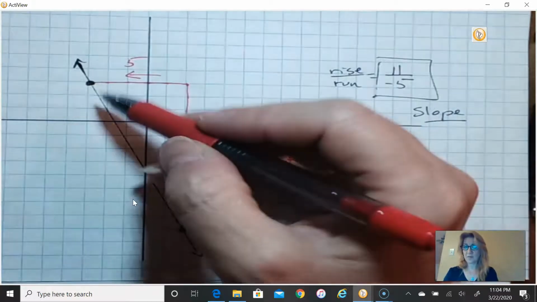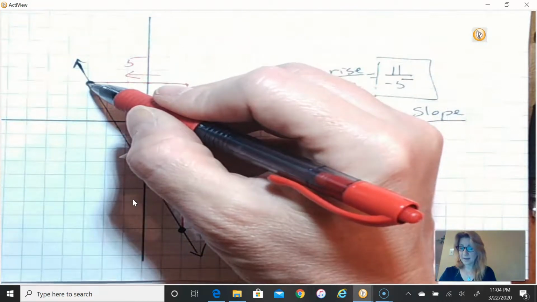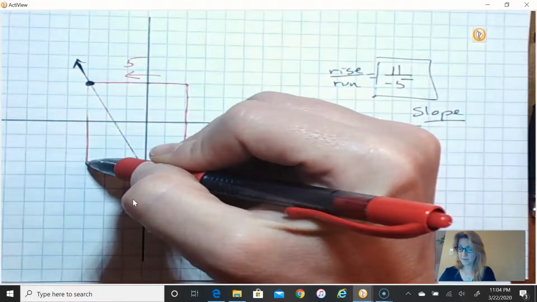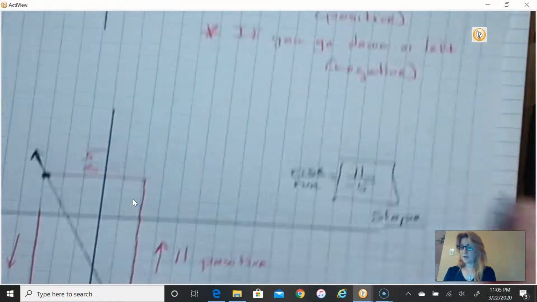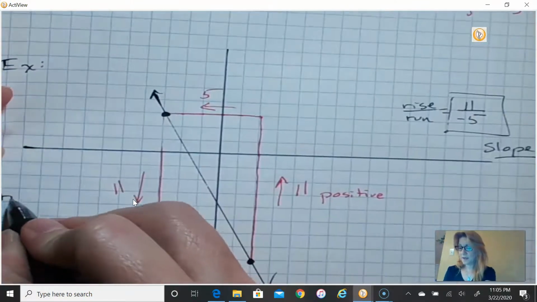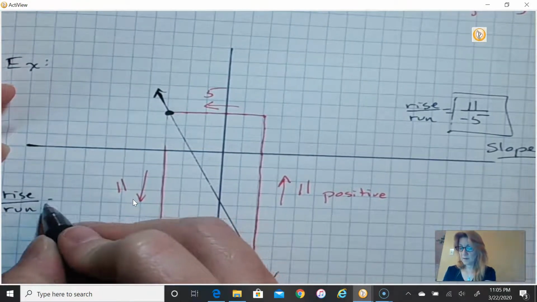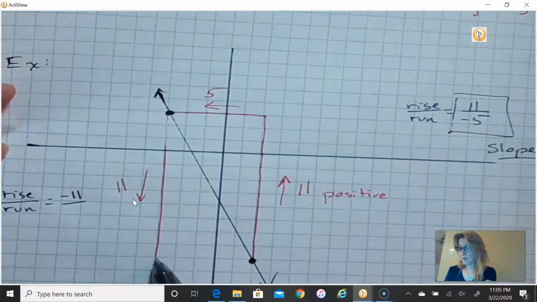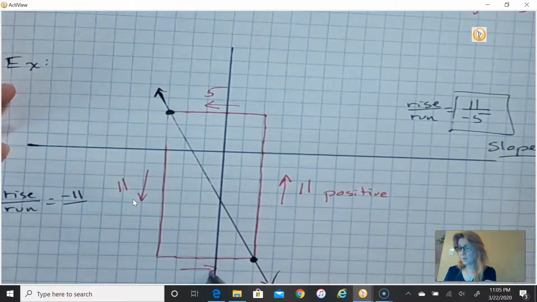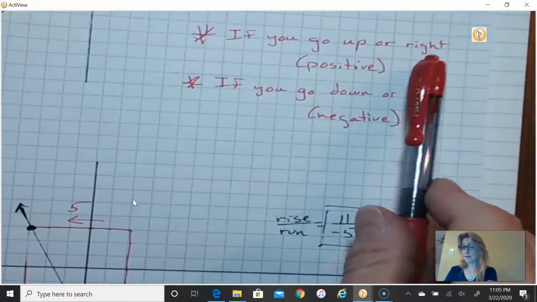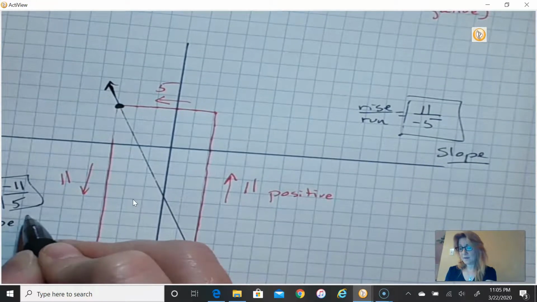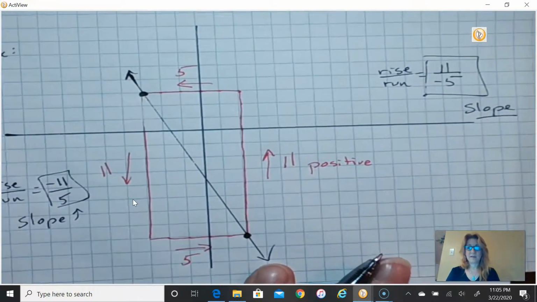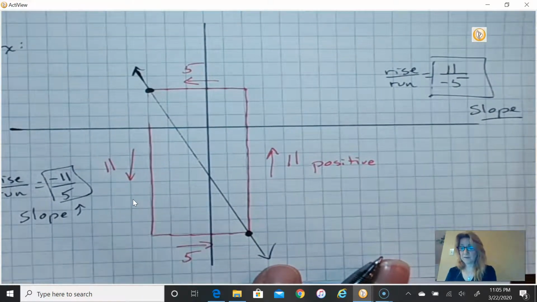For example, you could have started right here at this dot and gone down 1, 2, 3, 4, 5, 6, 7, 8, 9, 10, 11. You could have gone down 11. If you go down, it's negative. So in that case, it'd be -11 over, and then 1, 2, 3, 4, 5. We went right 5. Right is positive. So that would also be the slope. Either one. You just got to make sure you write it correctly. Both of them are correct. All right, hopefully you paused that.